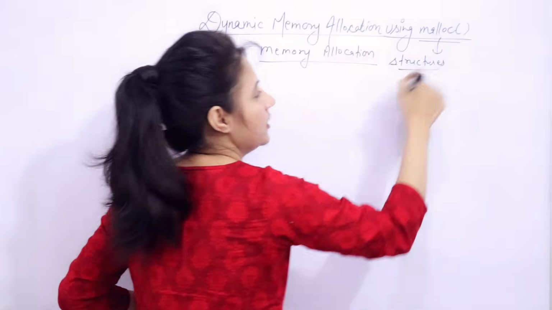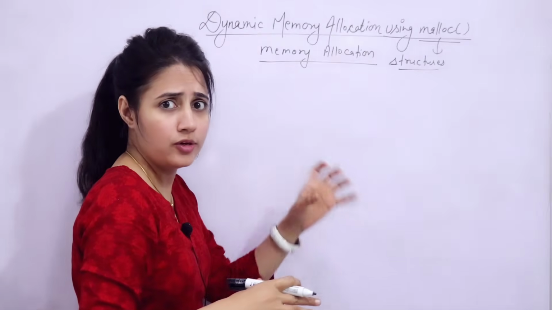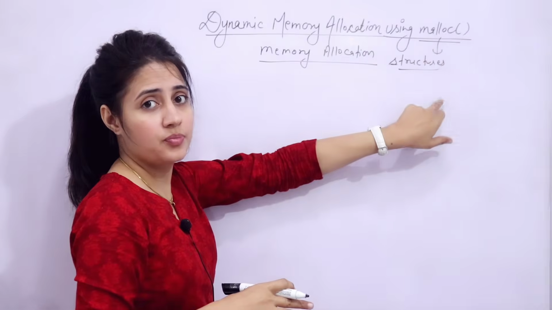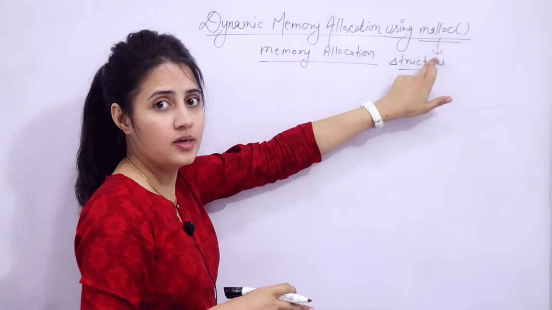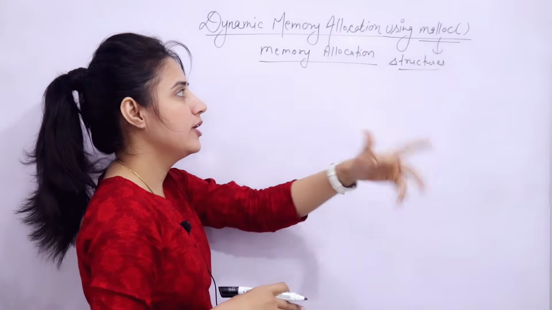structures. This function generally we use for structures, and for arrays generally we use the calloc function, but it's okay, for arrays you can use malloc also. It's not like you can use malloc only for structures, right? But generally we use the malloc function for structures. Why so? That also we'll discuss.